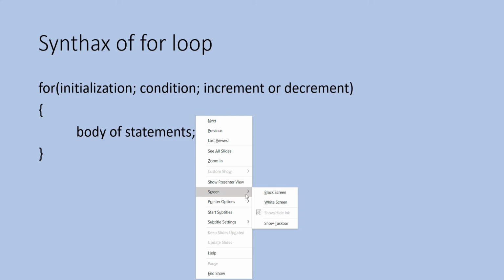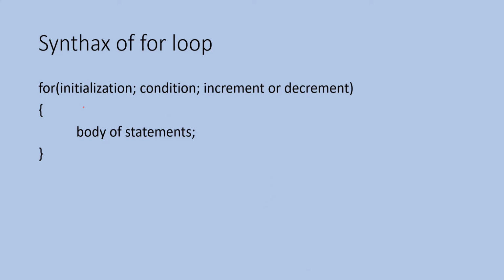Okay, so the syntax of a for loop: we have the initialization, semicolon, the condition, semicolon, and the increment or decrement. It just depends on how you want to change it. It can even have a compound assignment in here if you want. These are put in parentheses with the for on the outside, right? And then we have our brackets.